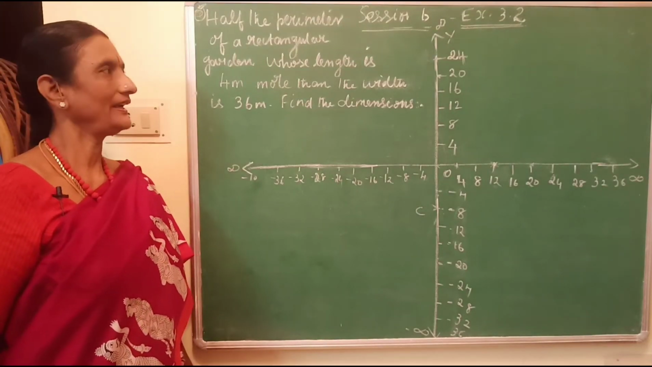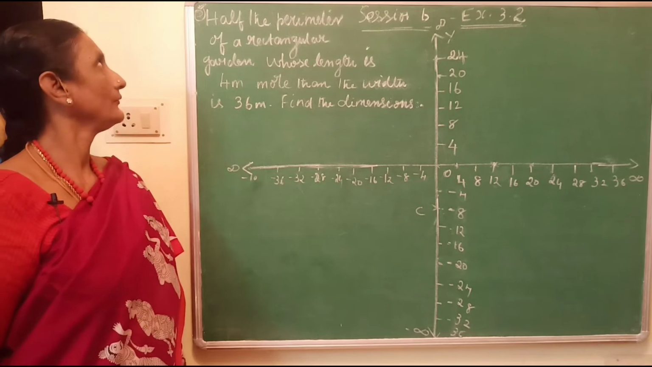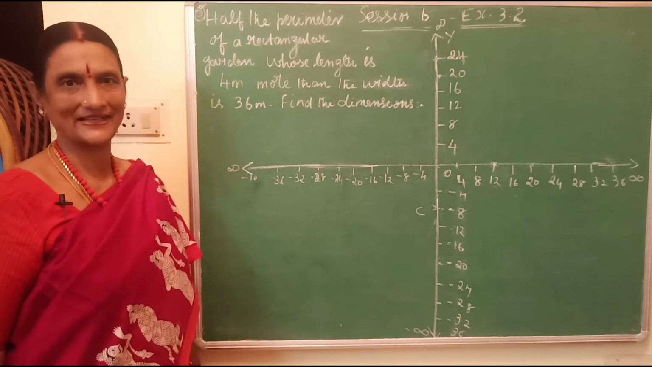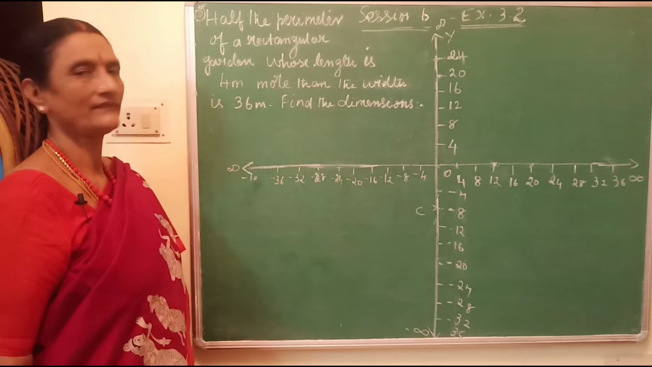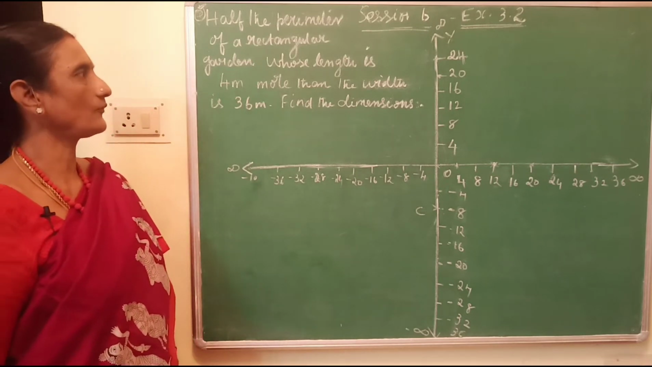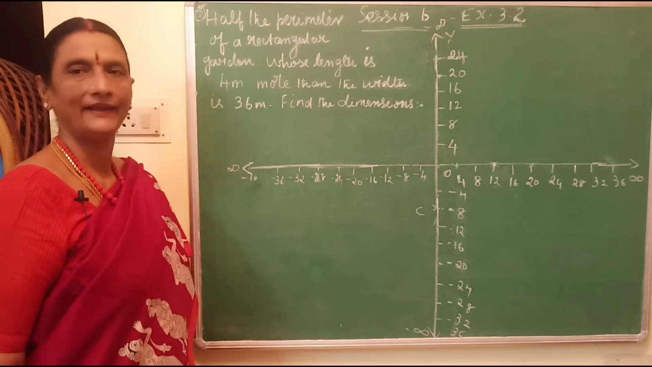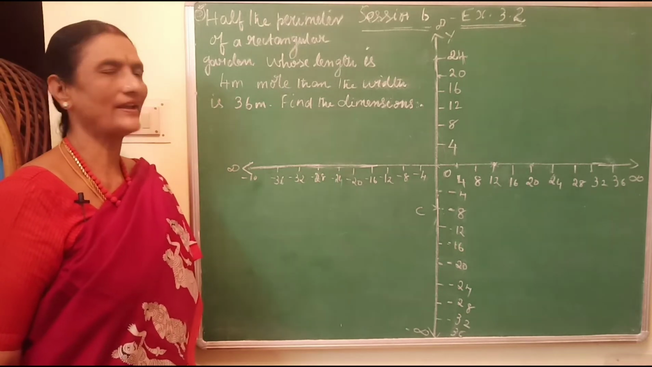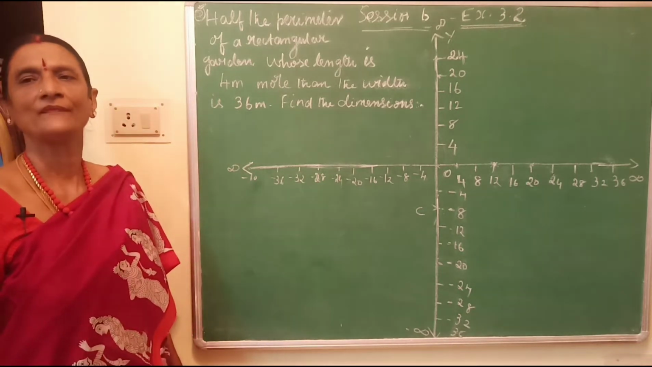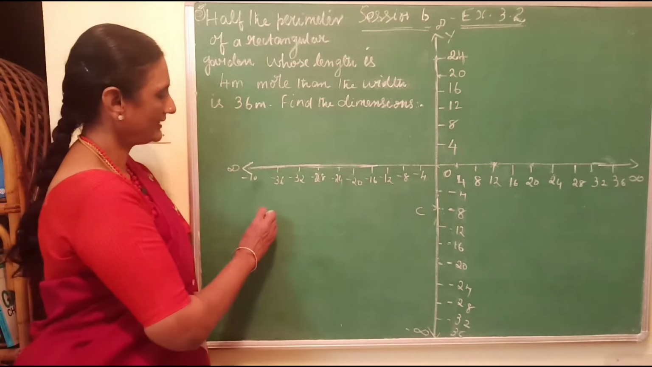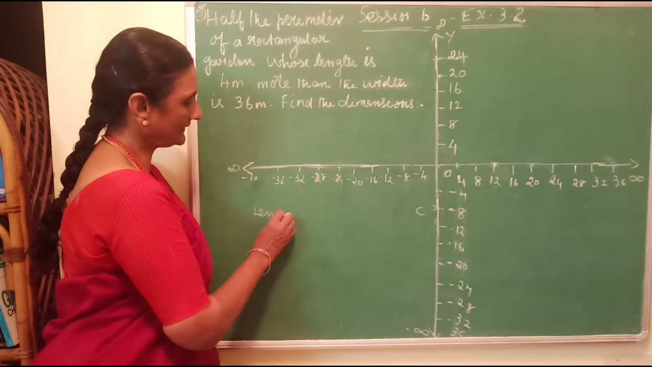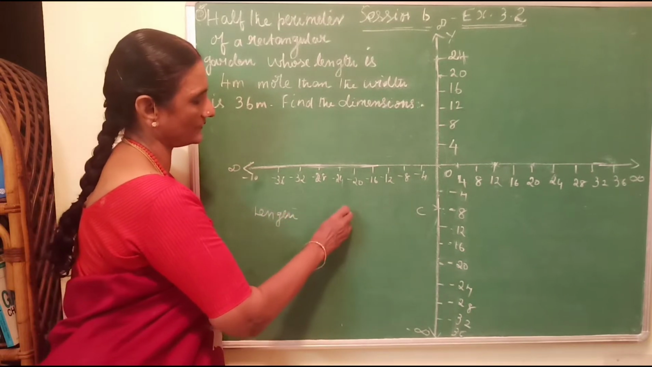Now, let us move on to the fifth question in the same exercise. Half the perimeter of a rectangular garden whose length is 4 meter more than the width is 36 meter. Find the dimensions. Okay. Now here, in order to arrive at the equations, let us have length and width, two classifications.